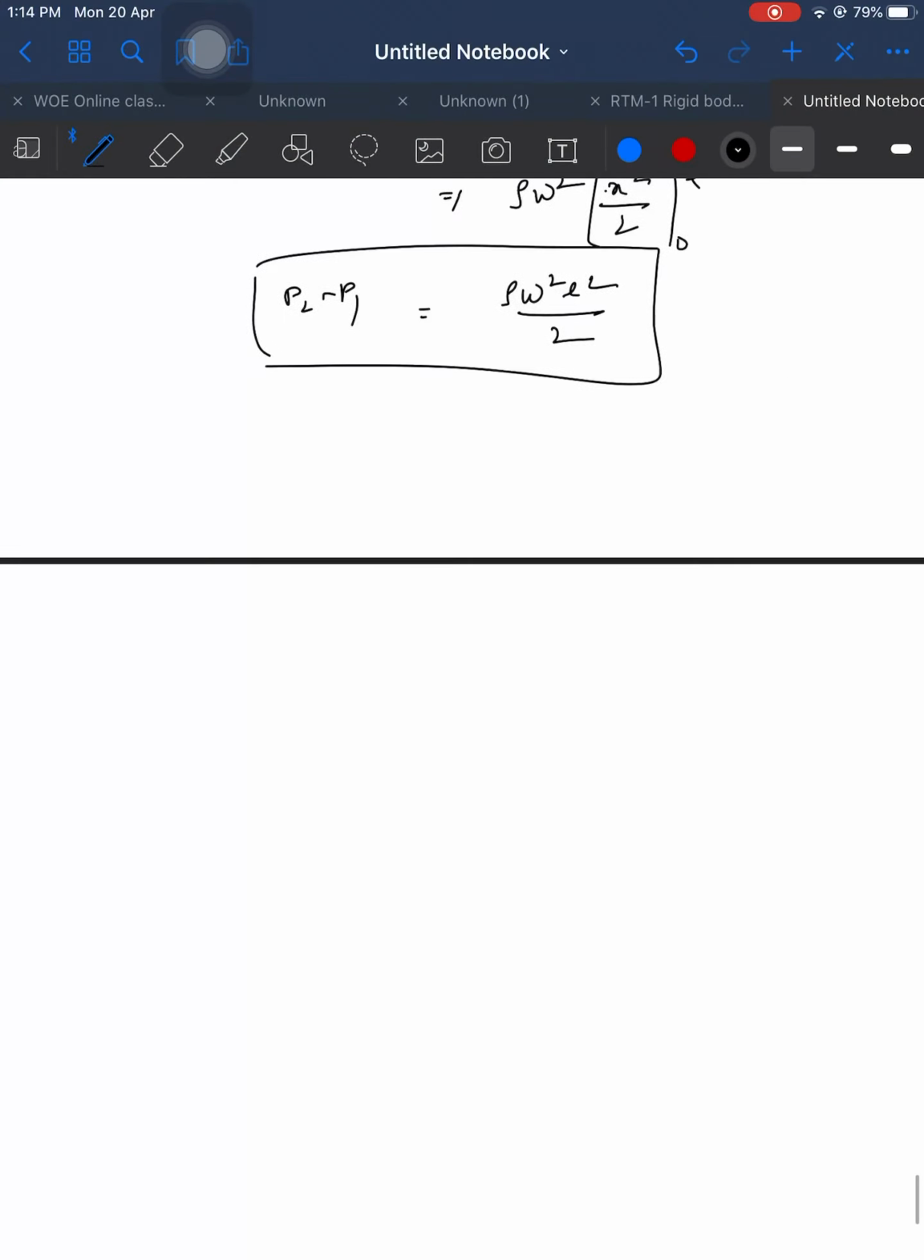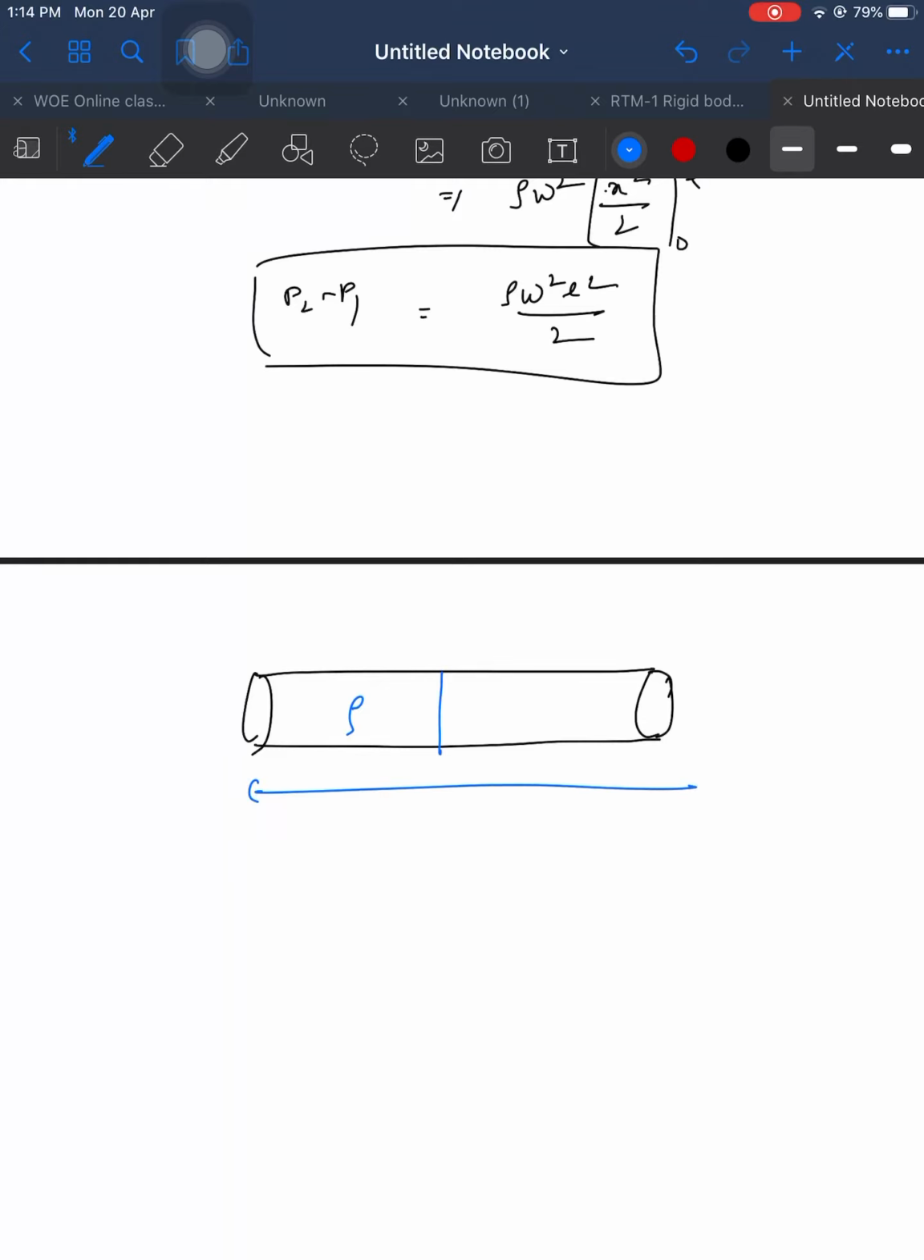Let me do one more problem. It is somewhat trickier than the other one. Two sections are there. The length of the tube is 2L. From 0 to L, the liquid density is rho. On the other side, the liquid density is 2 rho. The area is A. Instead of rho and 2 rho, I am considering rho 1 and rho 2. Let's make it generalized.